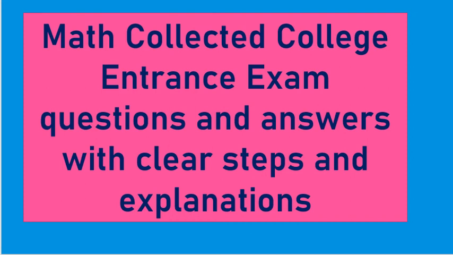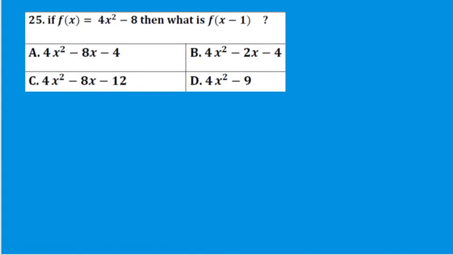This is going to be the second video solving SAAT or Tahsili problems in mathematics for the college entrance examination. So for today we will start with the first question. The first question says, if f of x is equal to 4x squared minus 8, what will be f of x minus 1?